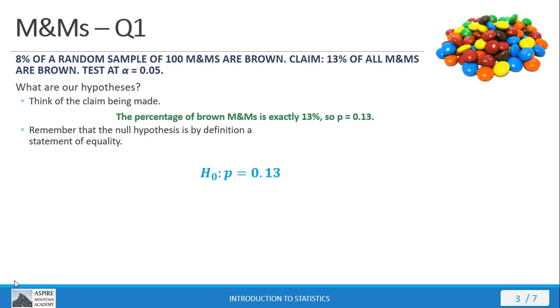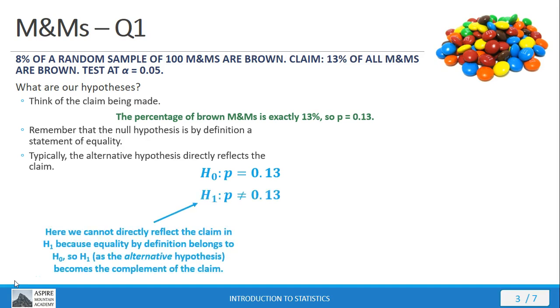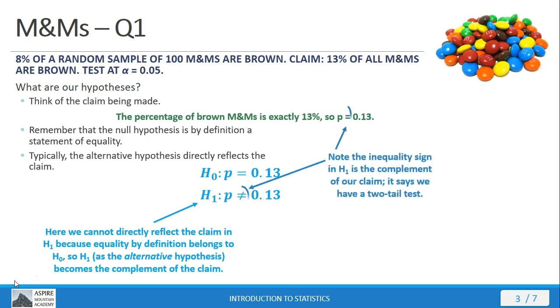And so therefore we can't use the claim for our alternative hypothesis. We have to take the complement of the claim. Typically we would just take the claim, but we can't do that here because all equality belongs with the null hypothesis. So we have to take the complement of the claim to form our alternative hypothesis. This means that we're not matching the claim with our alternative hypothesis. We've got a disconnect there, but that's okay. We look to the alternative hypothesis for determining what type of test we have, and we have a two-tailed test.